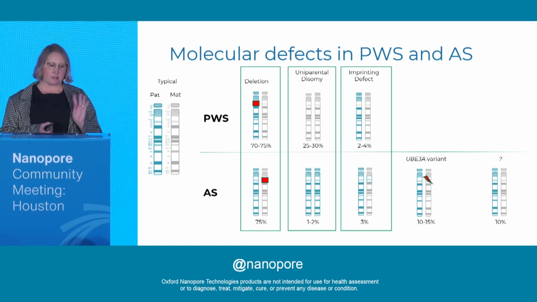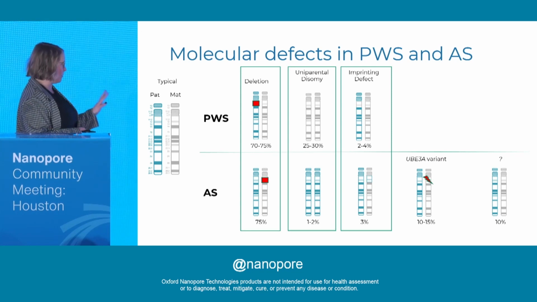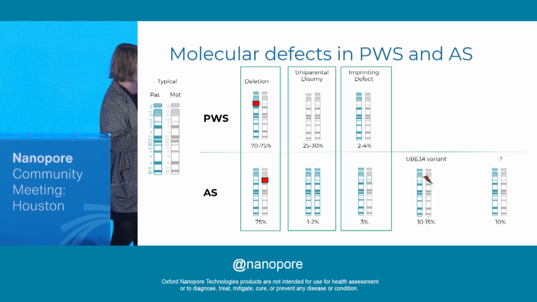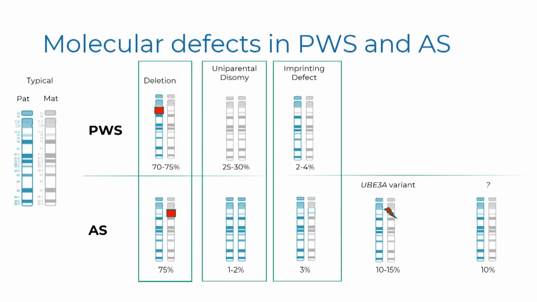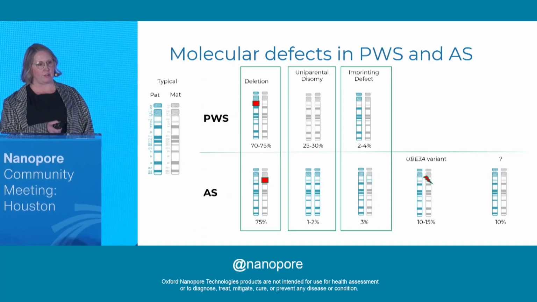The other category that I want to mention is uniparental disomy. This is when you have two copies of a chromosome from one parent. It could be an identical chromosome, or it could be two different chromosome 15s that have been inherited from your mother, giving rise to Prader-Willi syndrome. It's more rare in Angelman syndrome, only about 1 to 2% of cases, where you have two copies of the paternally derived chromosome 15.